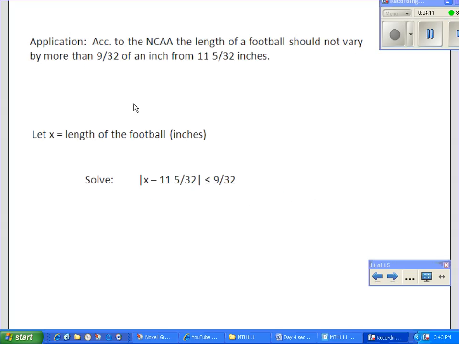And then another application. According to the NCAA, the length of a football should not vary by more than 9/32 of an inch from 11 and 5/32 inches. So the ideal length of a football is 11 and 5/32 inches. But of course every football is going to be a little bit different. So if we let x be the length of our actual football that we're going to play the game with, we want the difference between the actual length of the football and the ideal length to be less than or equal to our fudge factor here, 9/32 of an inch. And we can solve from there.